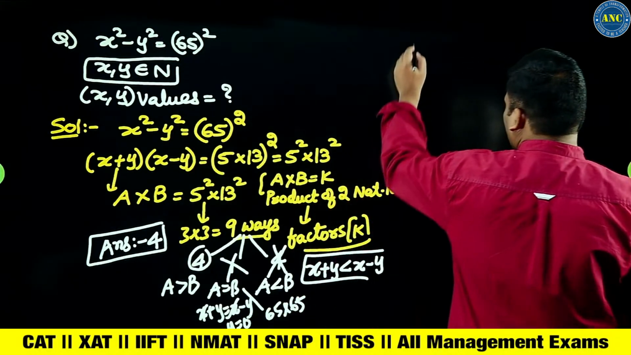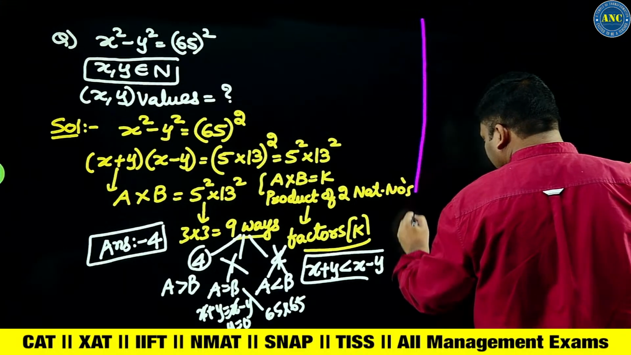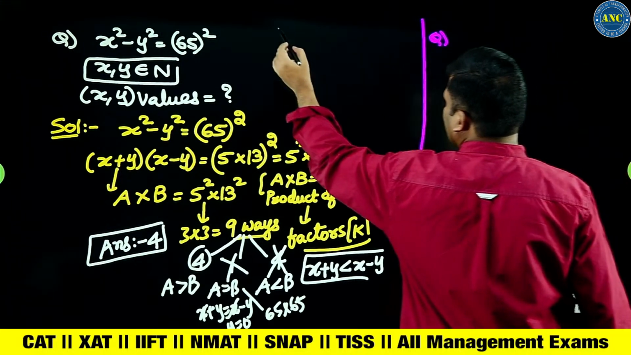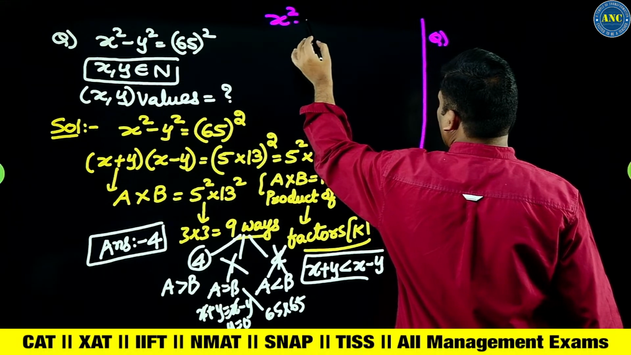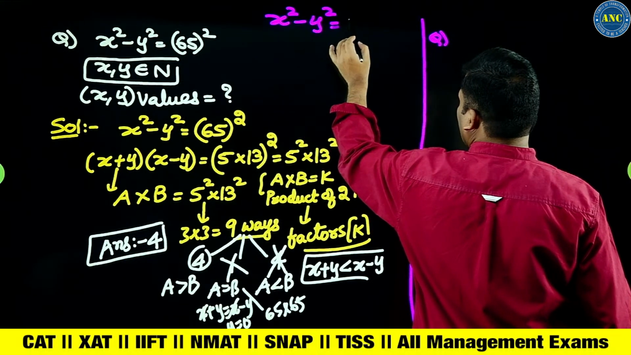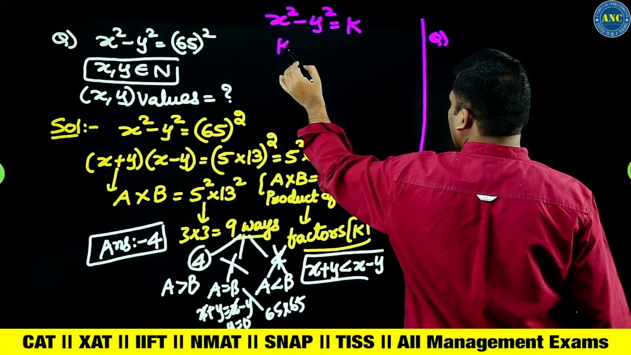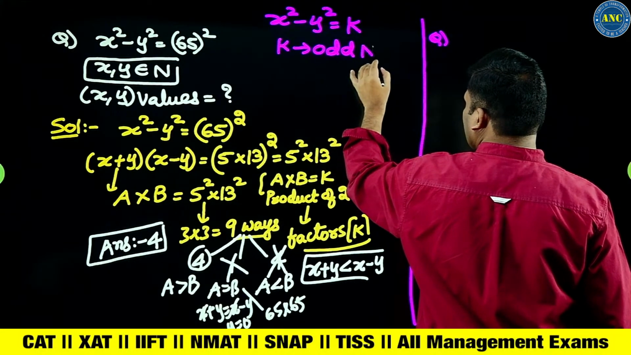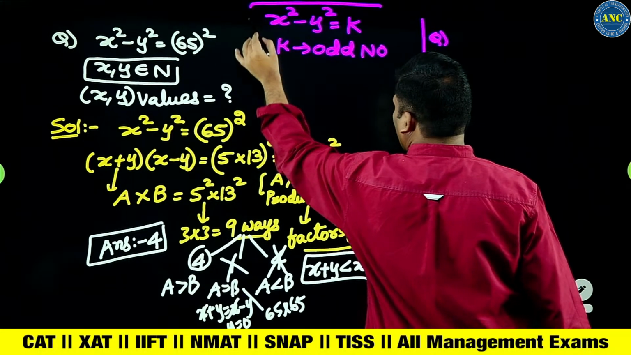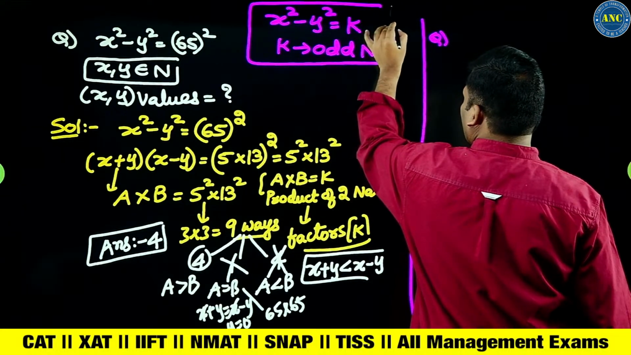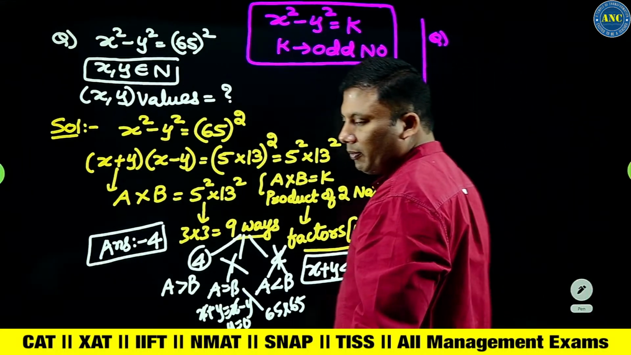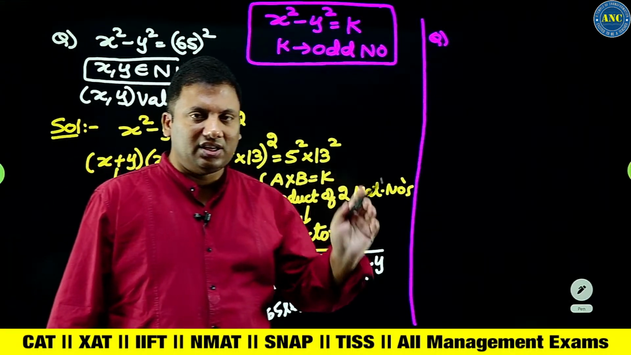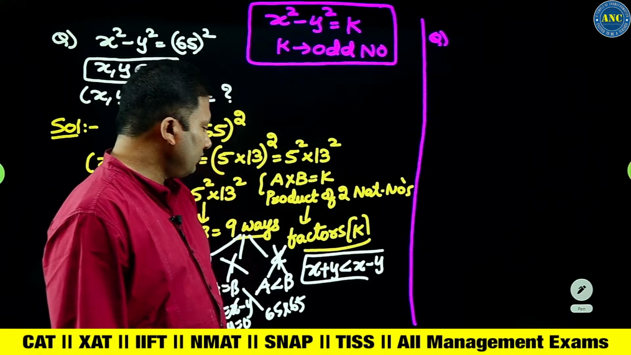2 more examples, the idea will be very much clear to you. Question. We are discussing a case x square minus y square equivalent to k. K is an odd number. Then we will discuss the case where k is a multiple of 4. I hope the structure of the class is very much clear to you.